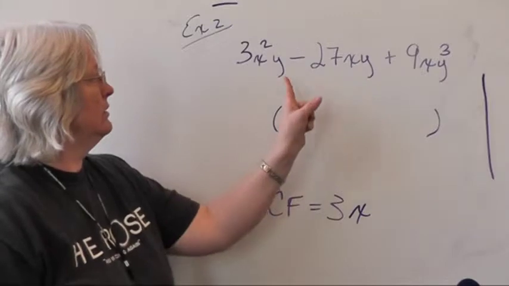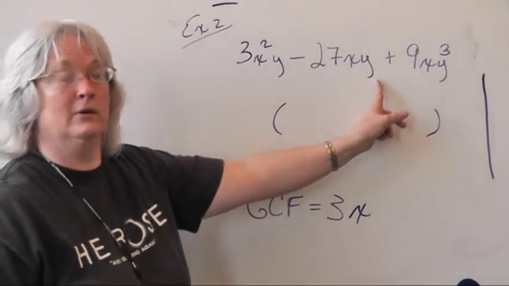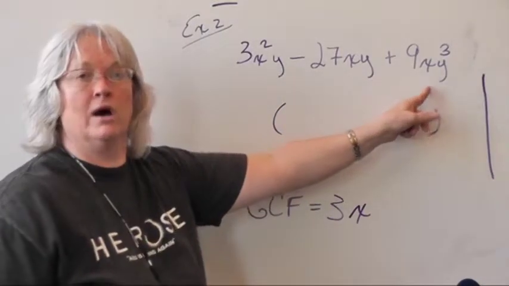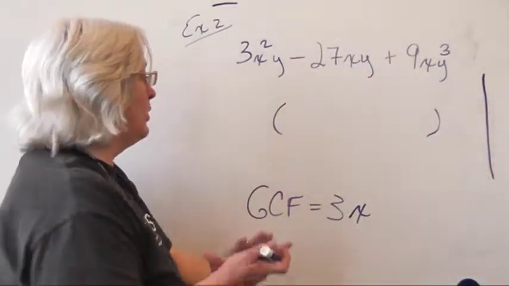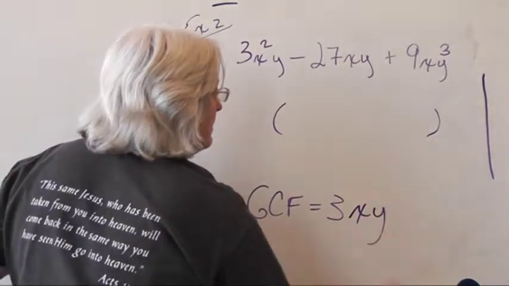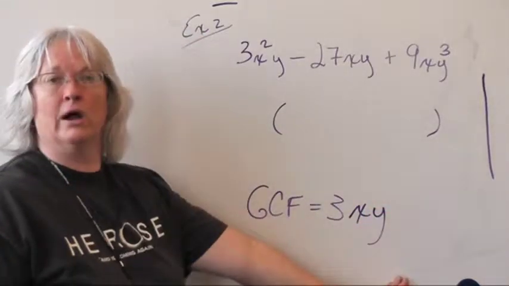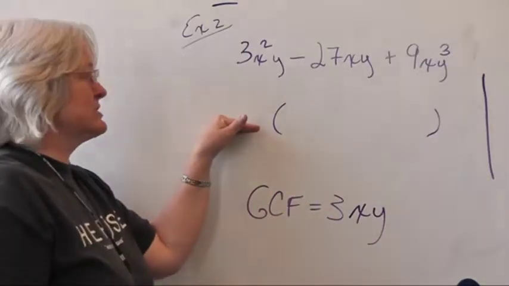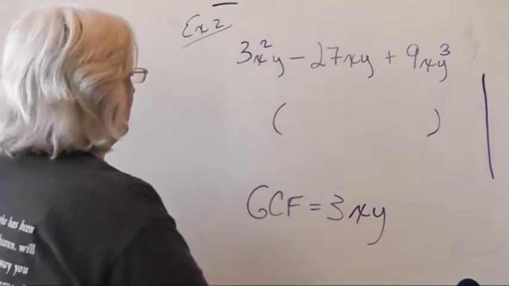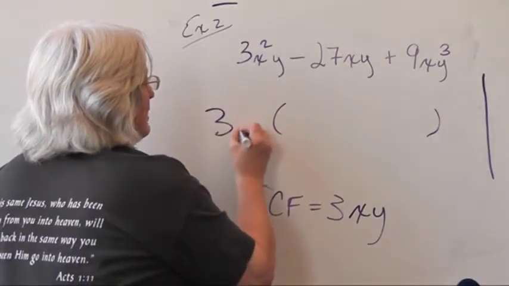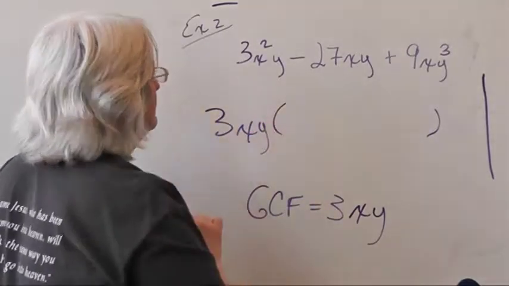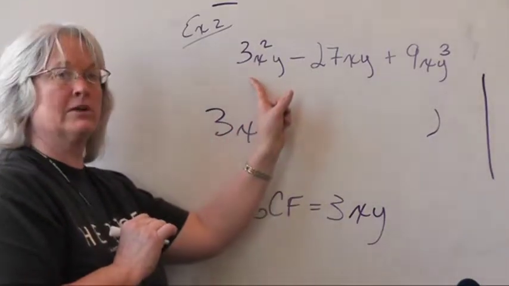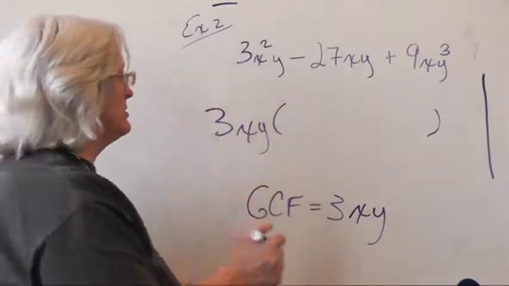What about the y? y cubed. Then the greatest number of y's that every one of these terms has is just 1. So our greatest common factor then is 3xy. Our greatest common factor sits in this outside place when we do our distributive property in reverse, 3xy. So when you remove factors of 3xy from 3x squared y, what do you have left? We simply have an x.